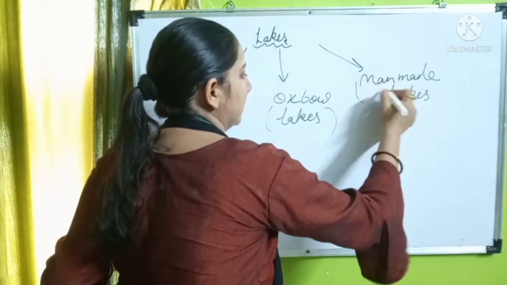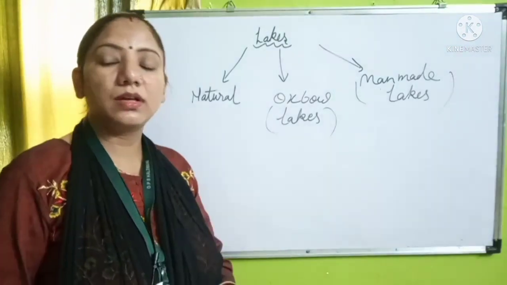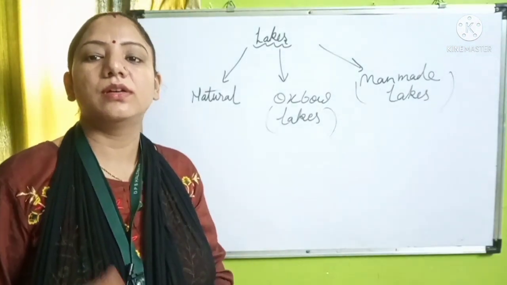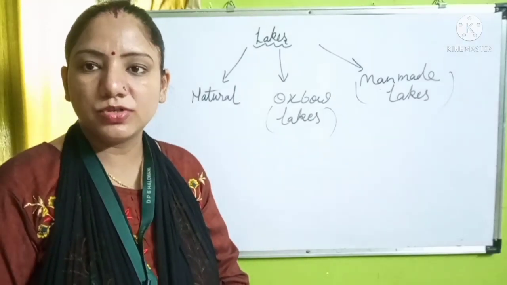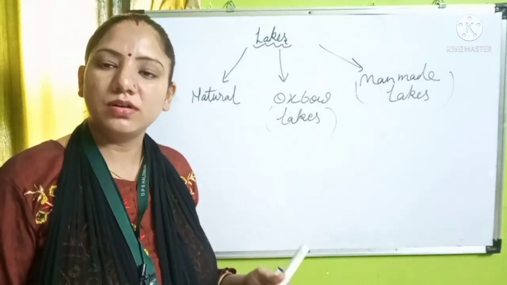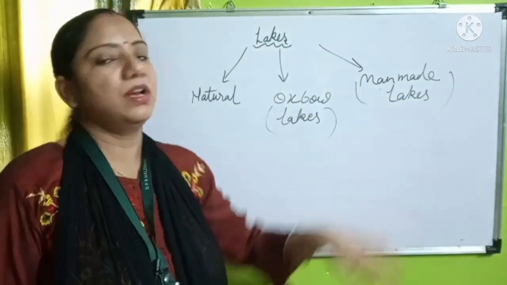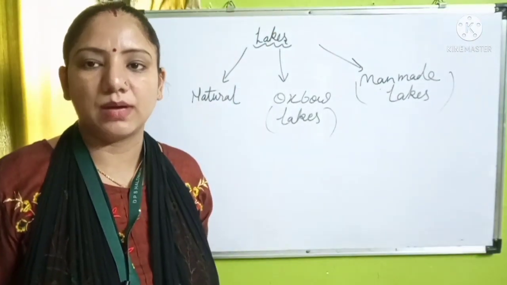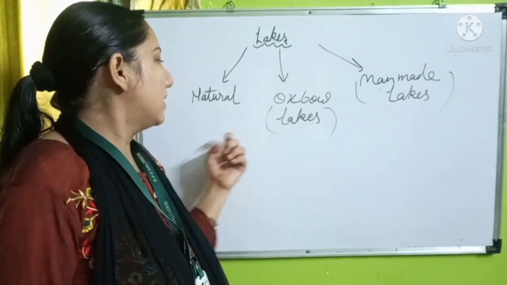Third is man-made lakes. Here the man-made lakes can be in the category of the lakes which are formed due to the river valley project, like through the dams where the water is stored in a big pond, and that is also known as the man-made lakes, which we will see the examples of through the videos. But these are the basic lakes.